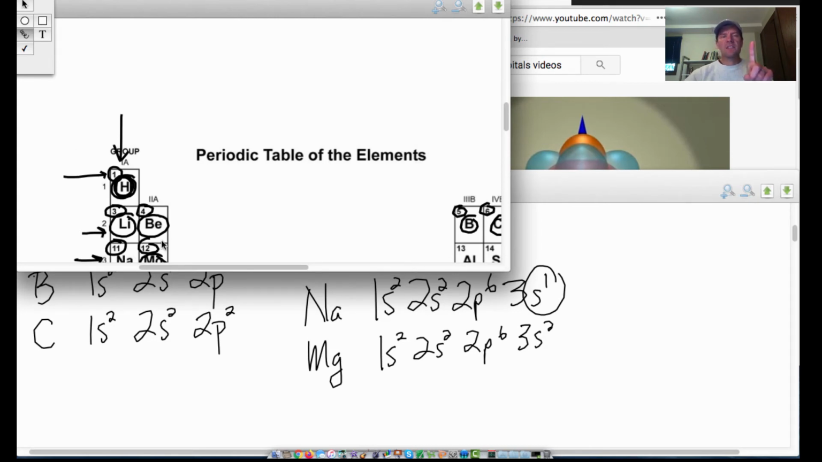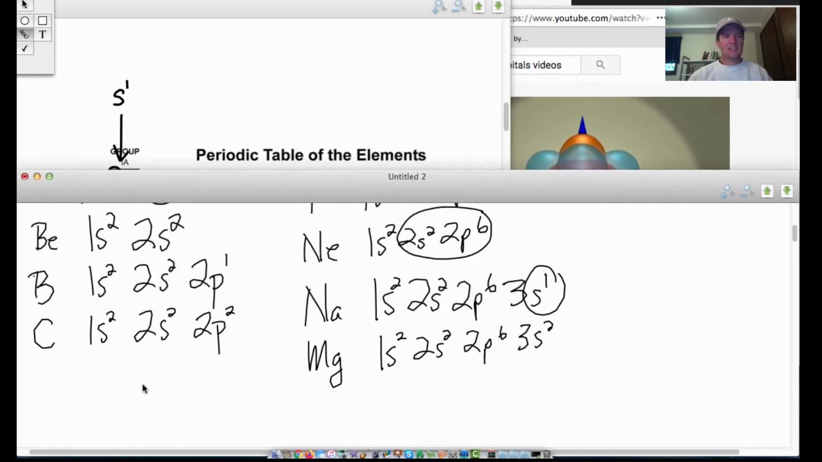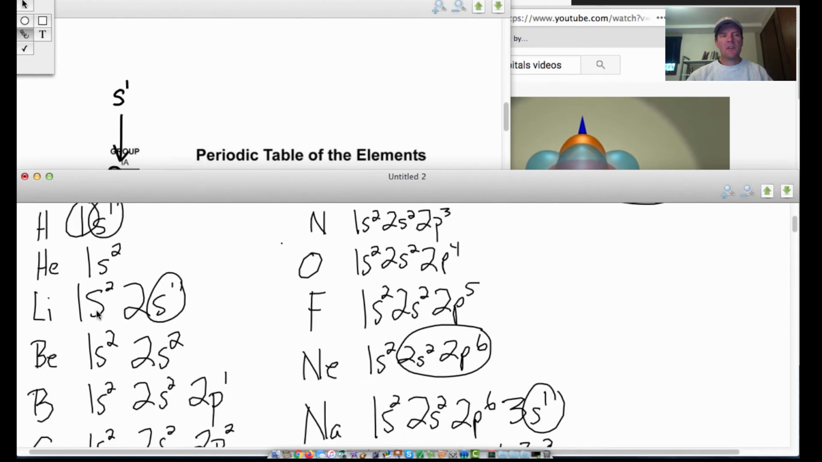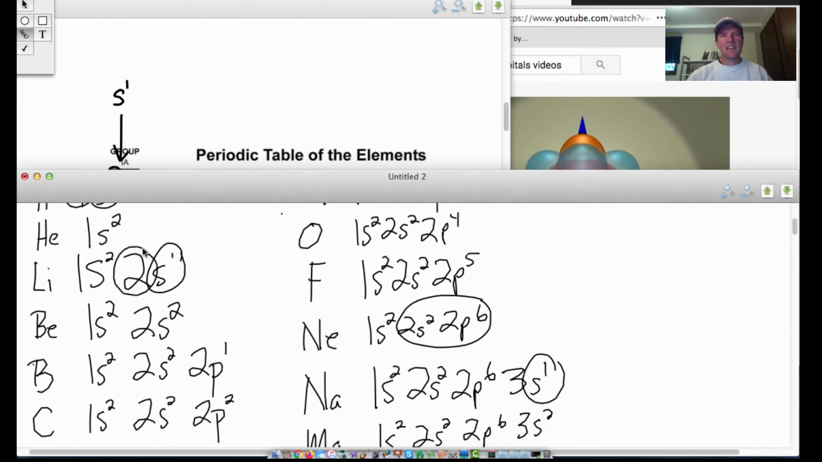Those are called valence electrons. So their electron configurations all end in s1. They have one valence electron, one outermost electron. In this case, for hydrogen, the outermost electron was in the first energy level. For lithium, the outermost electron was in the second energy level. For sodium, it is in the third energy level, but they all have one outer electron, one valence electron.